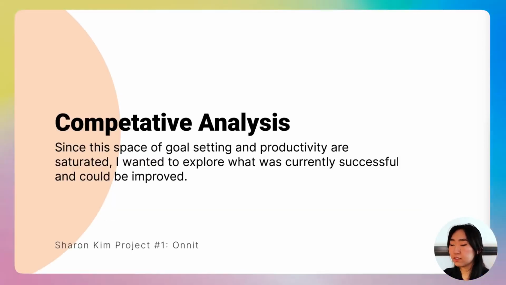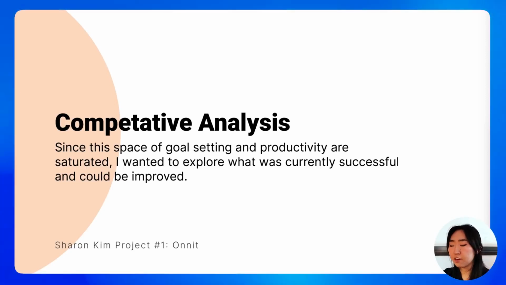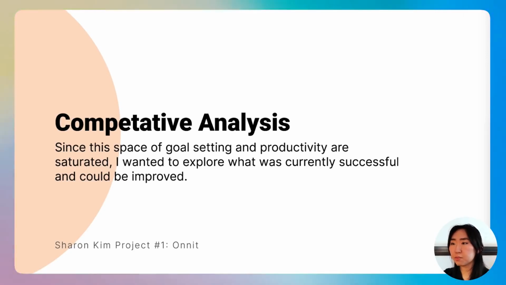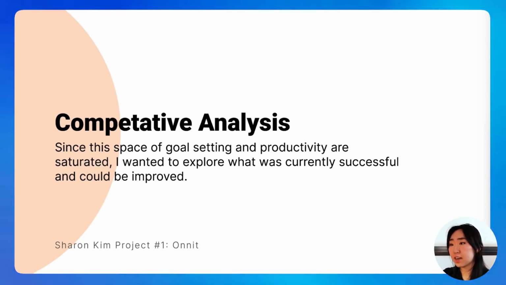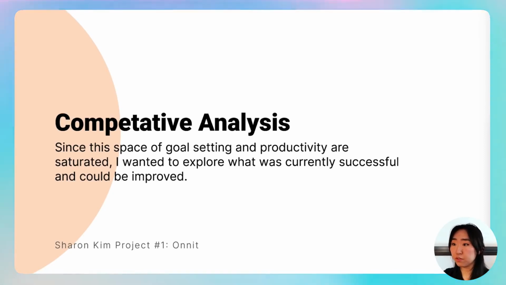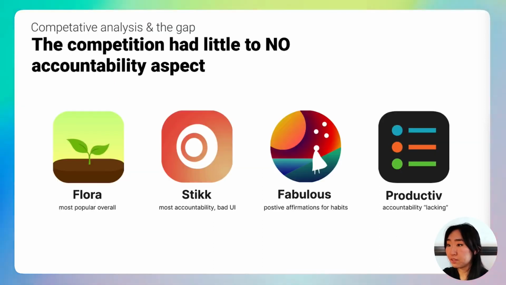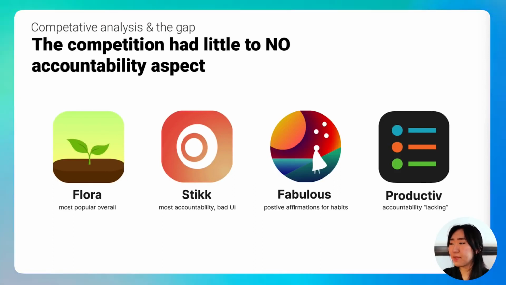So then moving on, since this space is goal setting and productivity, I believe it is still a pretty saturated space. So I also conducted a competitive analysis of the 4 most popular apps within that space to see what was working or what could be improved and how I can reflect that within my own design. And with that, I found these 4 apps. Overall, I found that this competition had little to no aspect of this accountability to help the user achieve their goals. Stick, the second app from the left, had the most accountability and accountability partners integrated.